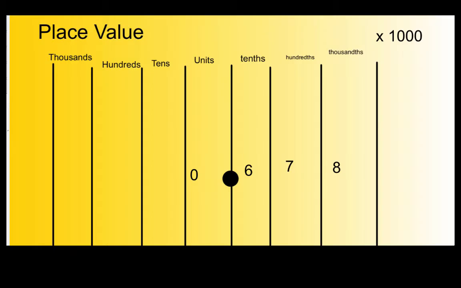Okay, this is what you should have done. You should have moved it up 3 times or thrice. So the 0 should go 1, 2, 3. The 6 should go 1, 2, 3. The 7 should go 1, 2, 3. The 8 should go 1, 2, 3. And your answer should be 678. You just ignore that.